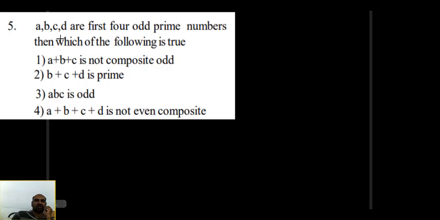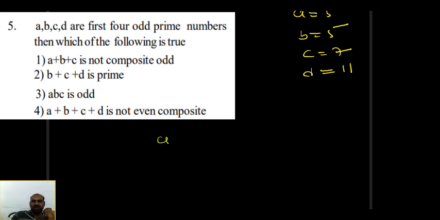Next question. A, B, C, D are the first 4 odd prime numbers. First 4 odd primes, that too first. So what is that? A equals 3, B equals 5, C equals 7, D equals 11. Obviously, 3 after 5, 5 after 7, 7 after 11. These are the first 4 odd prime numbers. So which of the following is true?